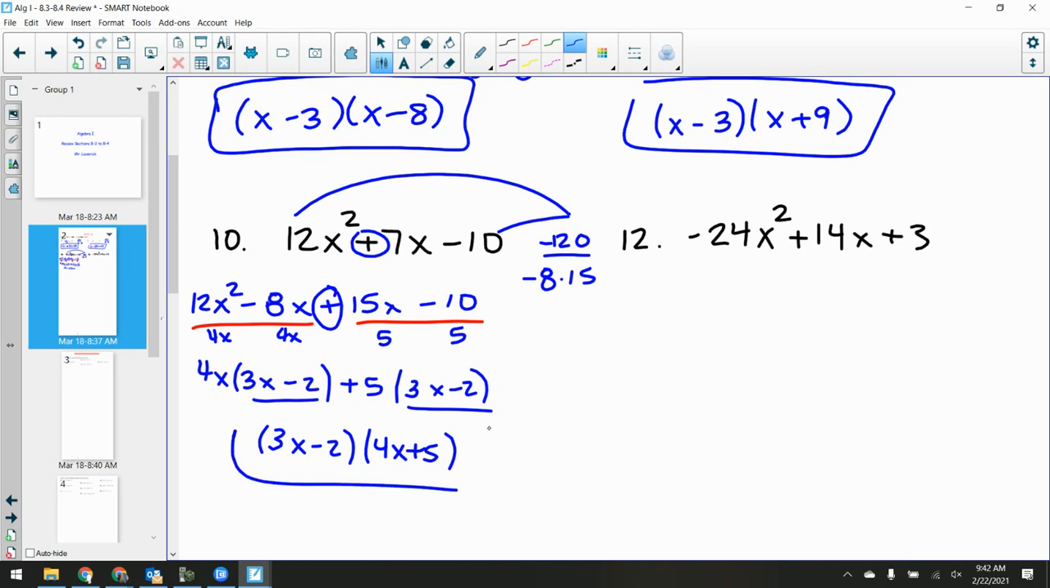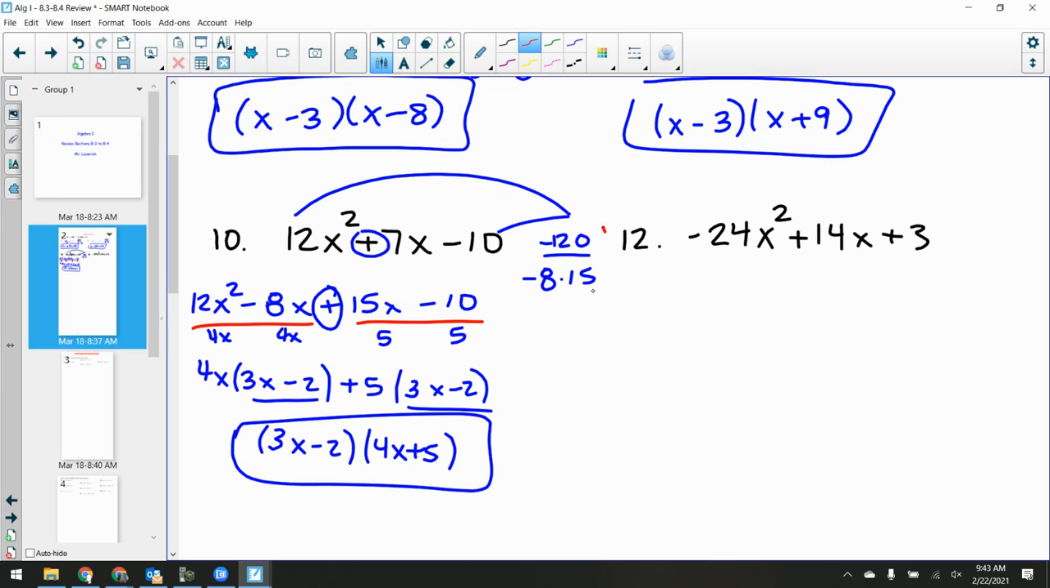4x plus 5. For the quiz, the order doesn't matter. Doesn't matter the order. You could say 4x plus 5, then 3x minus 2. That's totally fine, but what you can't do is 4x minus 2, 3x plus 5. You can't mix them up.